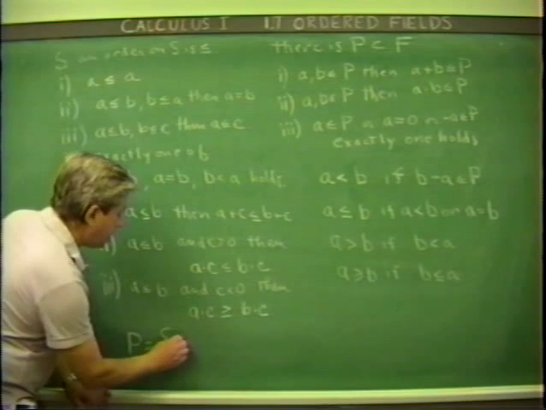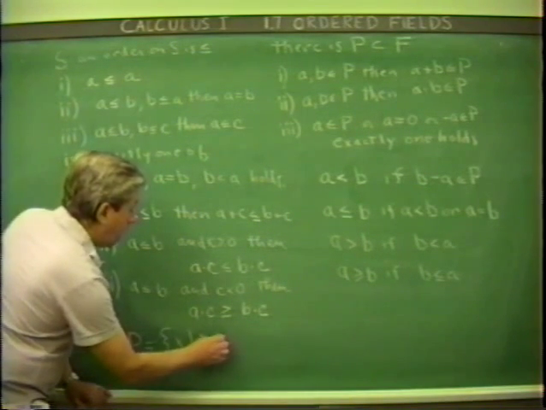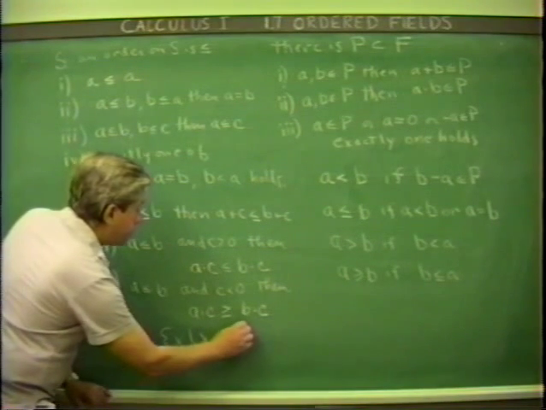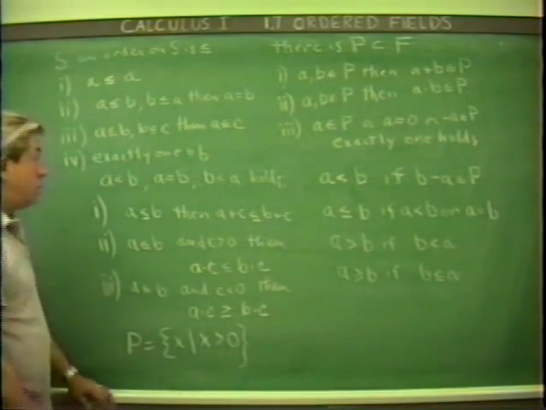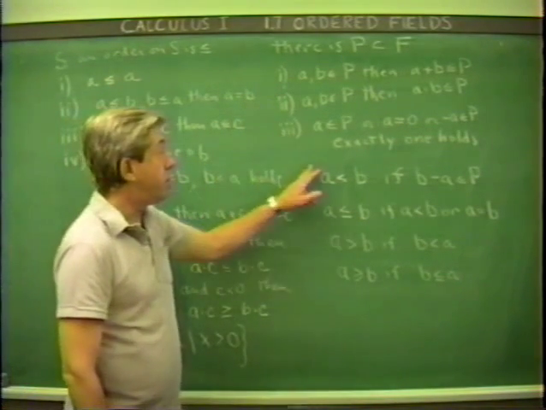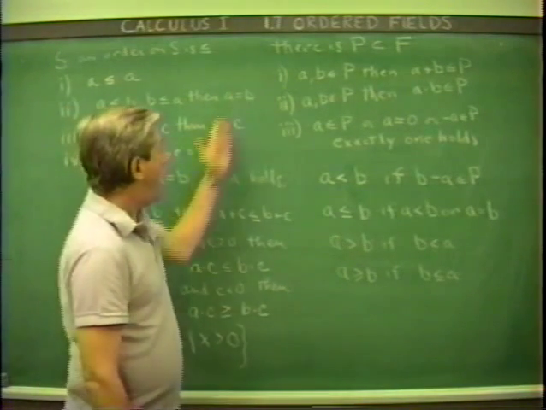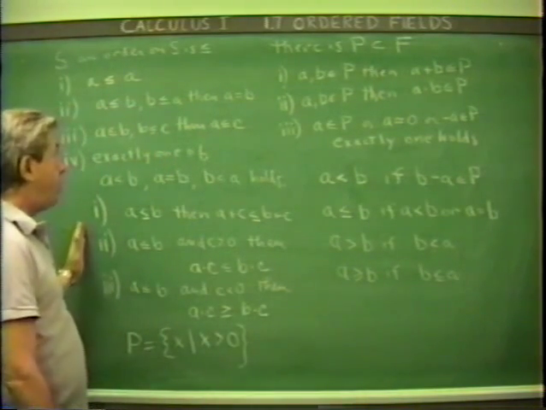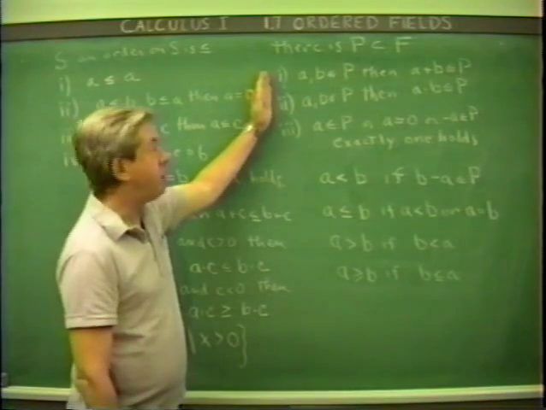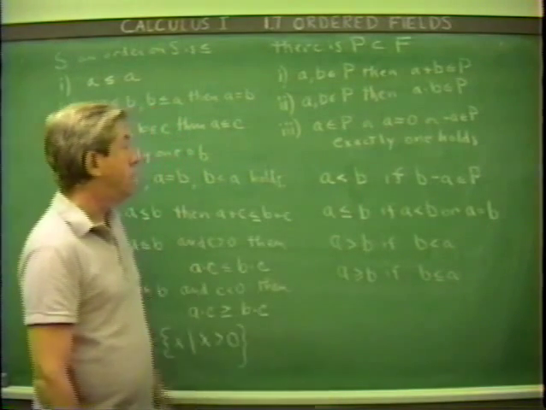Now, if you've got an order on a set that's also an order on a field, then you can define a set of positive elements, P, to be equal to the collection of X such that X is greater than 0. And then this set P will satisfy these three over here, so that it will define an order on a field. Okay, so if you start with an order on a set that's also an order on a field, you can then get a collection of positive elements.